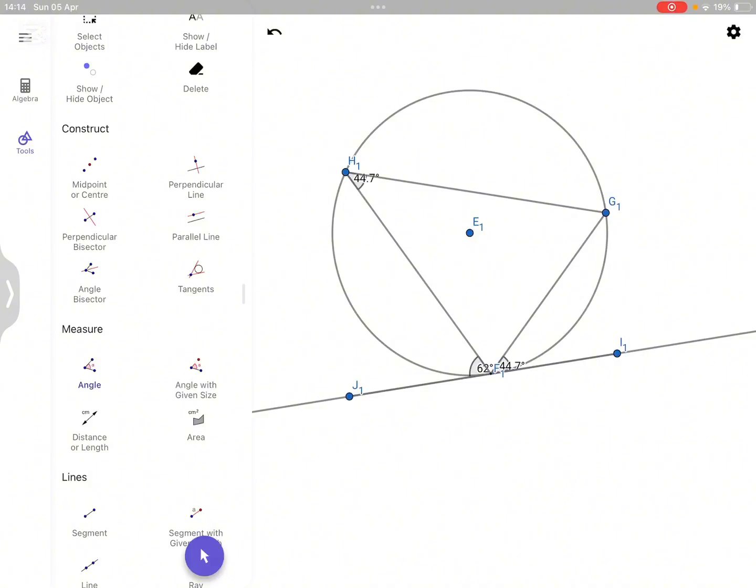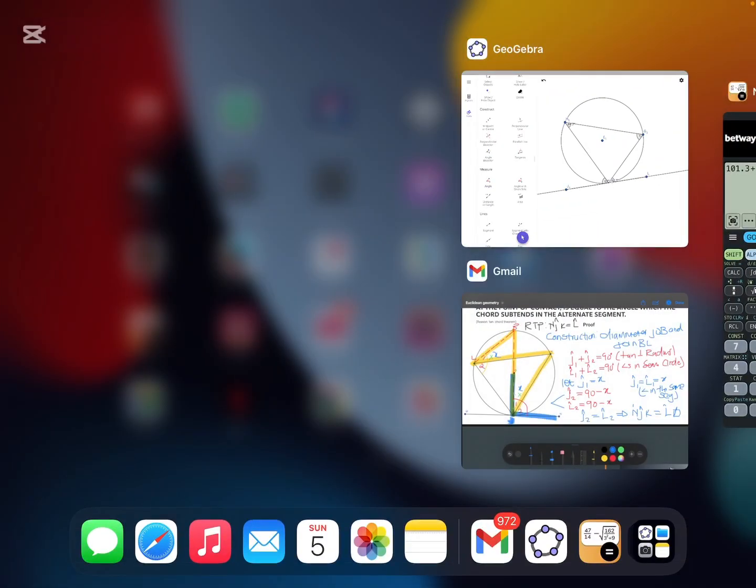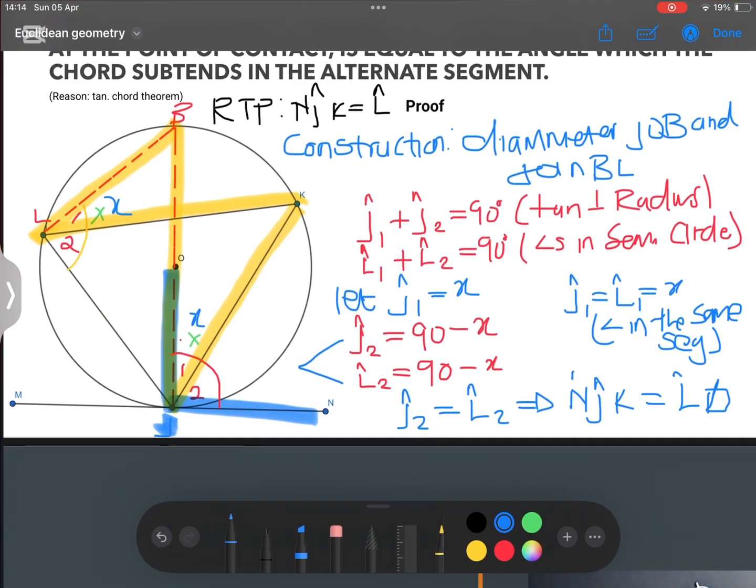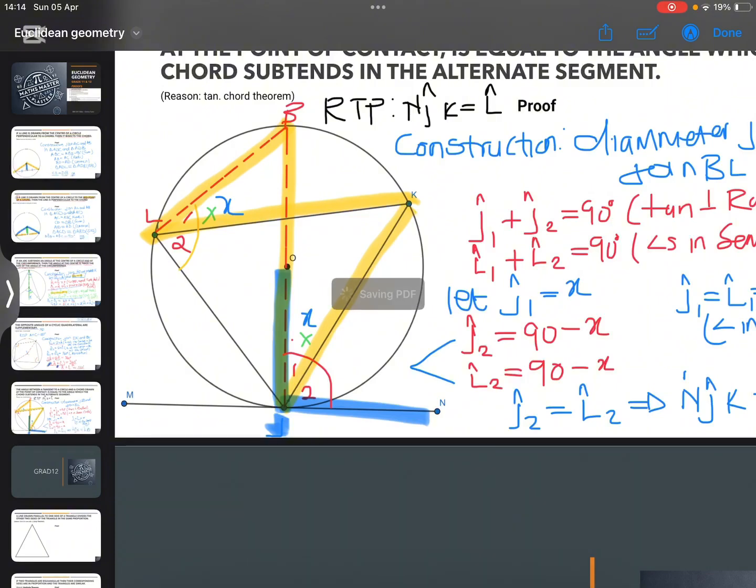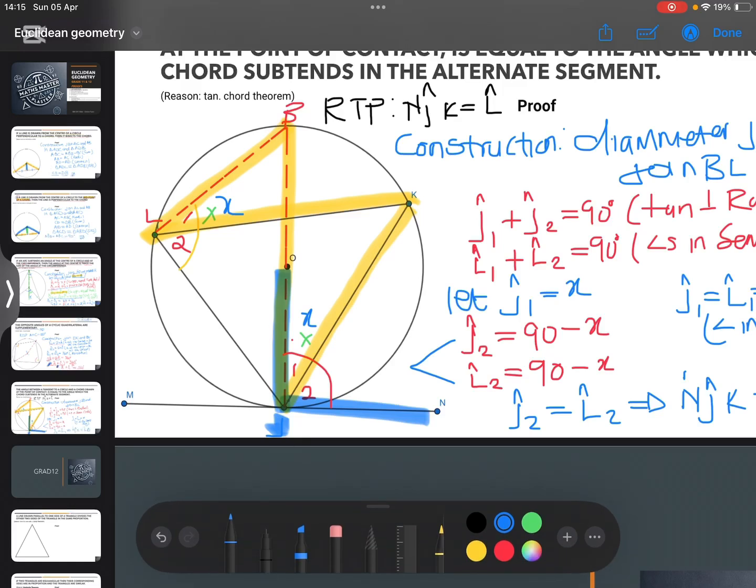Right? Let's take a look. Here we have 62. Then let's measure this also. That is also 62. So they are equal. So the theorem is valid. It is true that the angle between the tangent and the chord is equal to the angle subtended by the very same chord at the alternate segment.